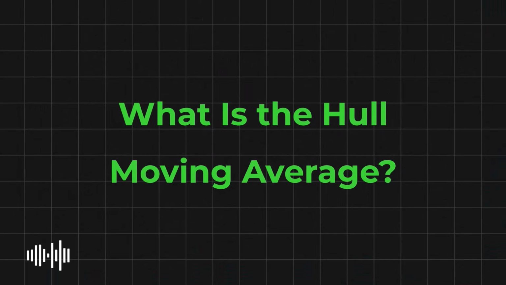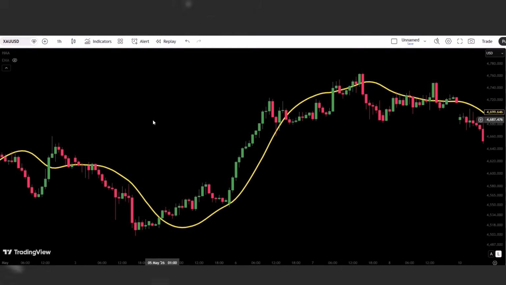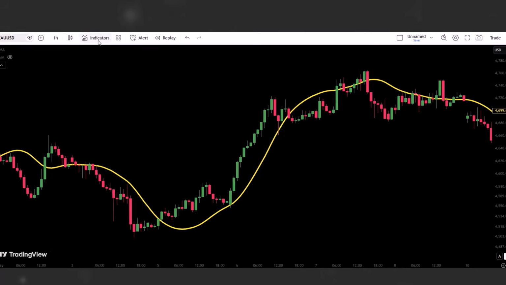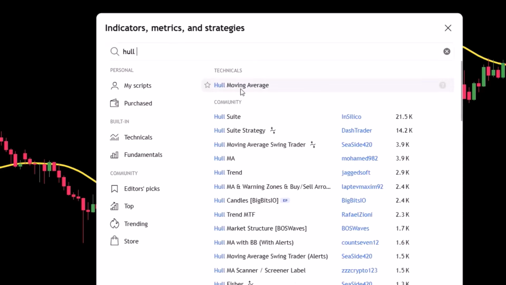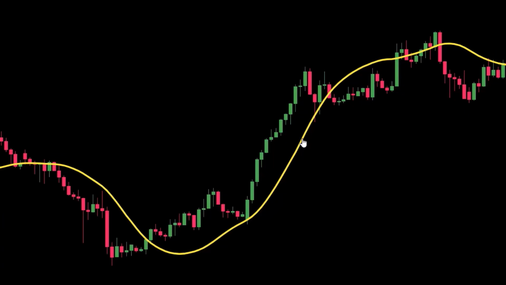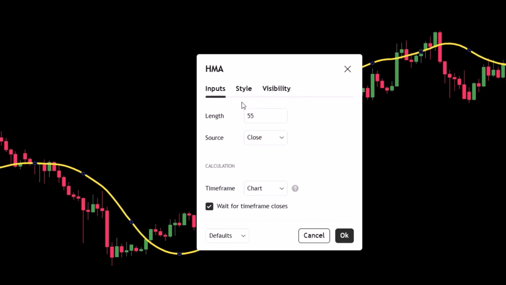What is the Hull Moving Average? First, let's add the Hull Moving Average to our chart. Go to the Indicators section and search for Hull Moving Average and add it to your chart. Now, open the settings and change the length to 55. Leave the rest of the settings as their default values.